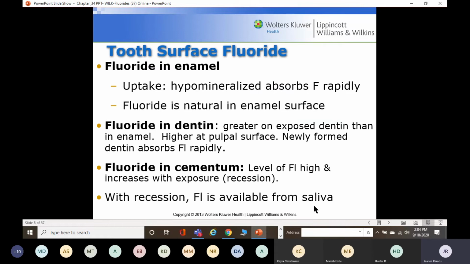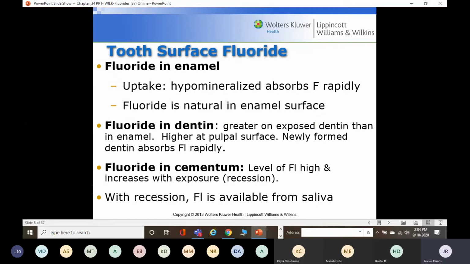Tooth surface fluoride, fluoride in the enamel, the uptake: hypomineralization absorbs the fluoride rapidly. If it's undermineralized, it's going to absorb that fluoride very quickly. Fluoride is natural in the enamel surface. Fluoride in the dentin is greater on exposed dentin than in enamel, so it's higher at the pulpal surface. Newly formed dentin absorbs fluoride very rapidly. Fluoride in cementum: the level of fluoride is high and increases with exposure.